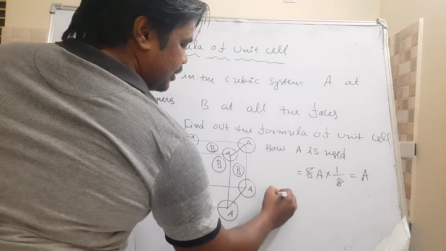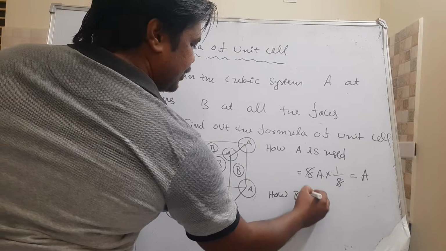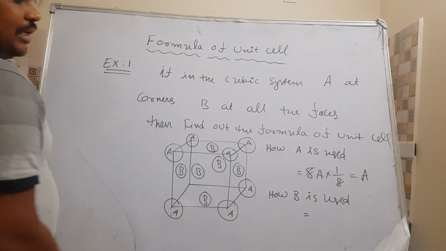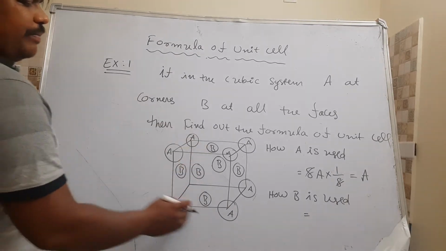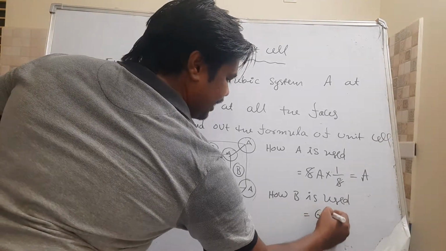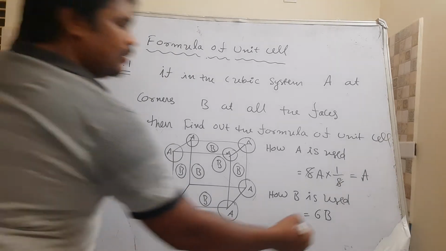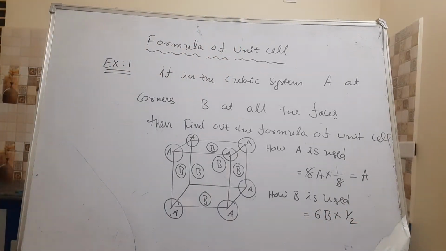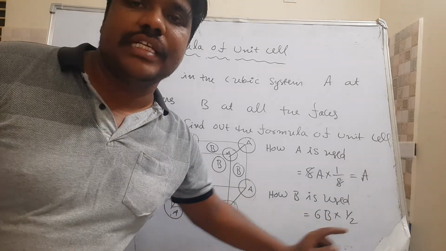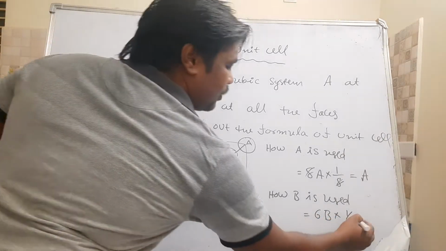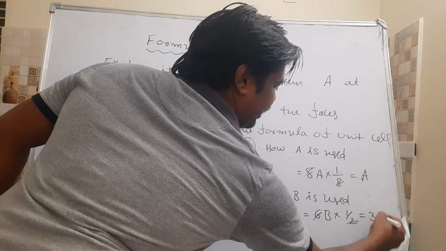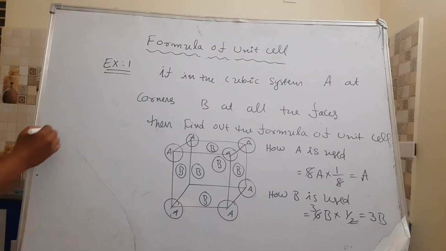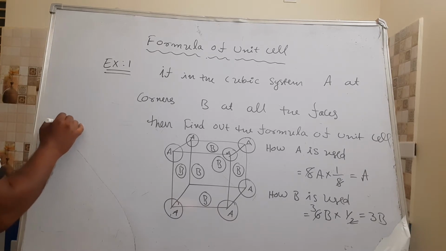How is B used? How many B's are there? 6 B's. Each face center contribution is half, as we discussed in the last class. So 6 times a half is 3B, the 2 cancelling.